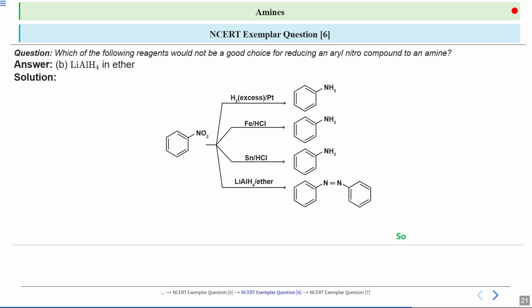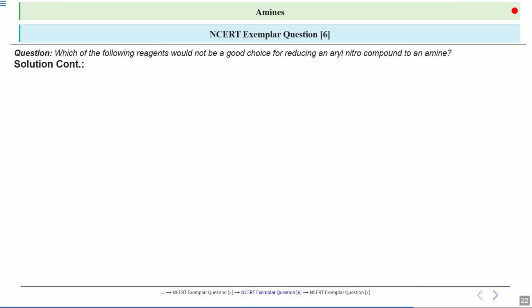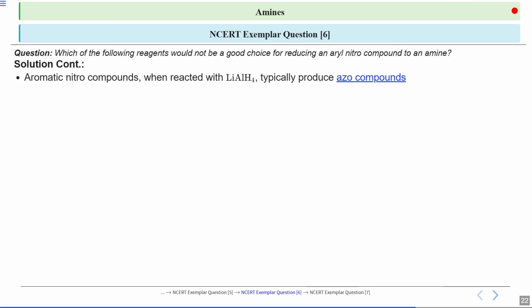So if we look towards this solution, you will see that aromatic nitro compounds react with LiAlH4 to form azo compounds. The reduction of nitro group to amino group leads to an azo bond formation between two aromatic rings via coupling reaction under suitable conditions. Nitro compounds, when reduced to amino group, the reaction occurs under acidic medium and the product is an aromatic amine.